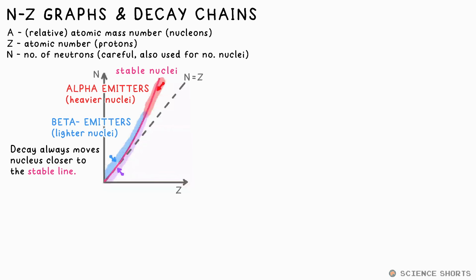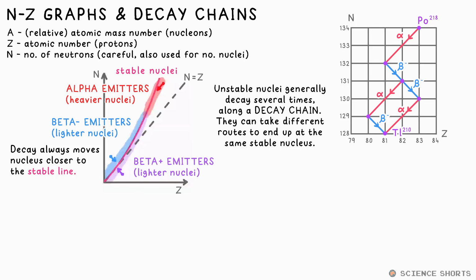Heavier isotopes are alpha emitters. Beta plus emitters don't exist naturally as they require proton doping to produce the right isotopes, which puts them under the curve. We can zoom in on this graph to show the decay chain an unstable isotope will move through. They can also take different routes to end up at the same stable isotope.